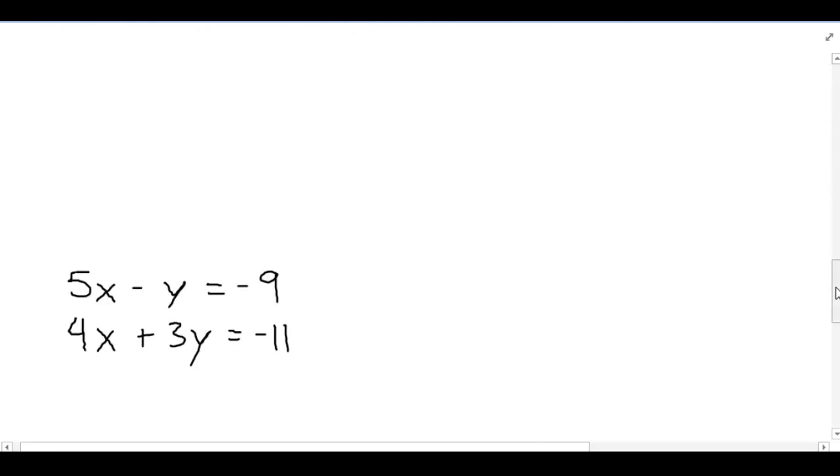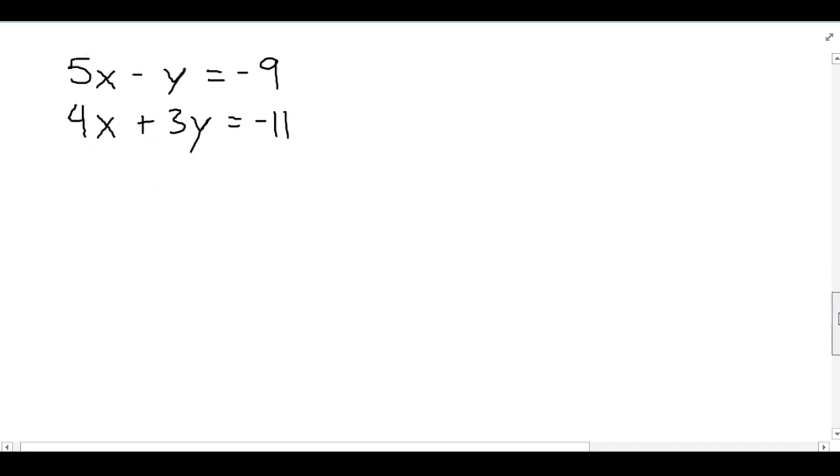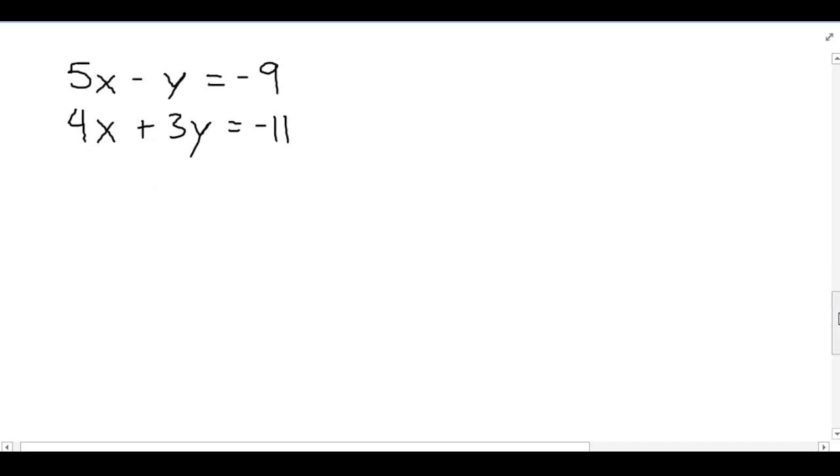Here, let me give you another example where the two variables are not exactly the same. Let's say I have here 5x minus 3y is equal to negative 9, and 4x plus 3y is equal to negative 11. If you guys note, you have here a 5x and a 4x. When I add these two together, it's just going to give me a 9x. So those guys do not eliminate each other.